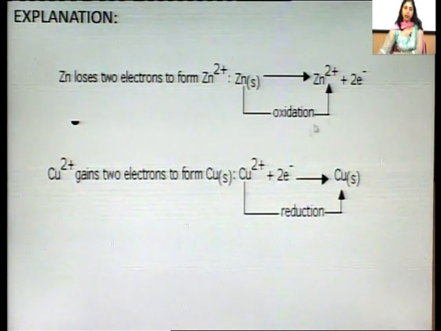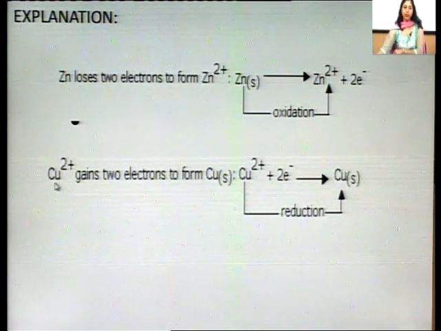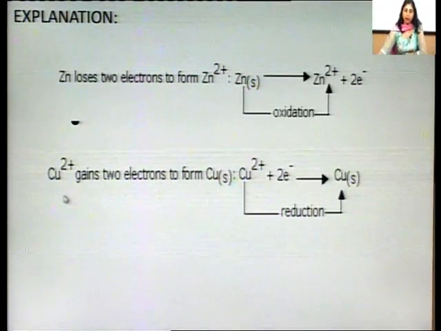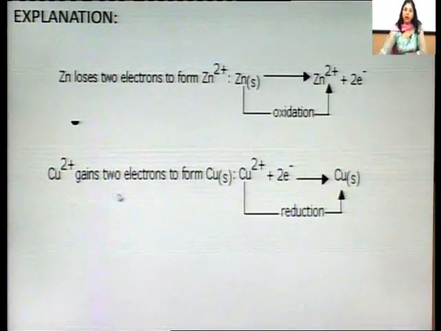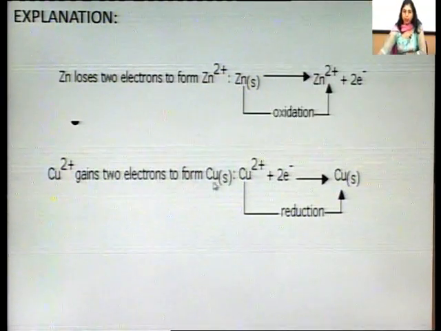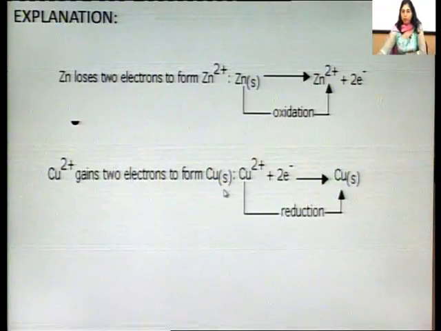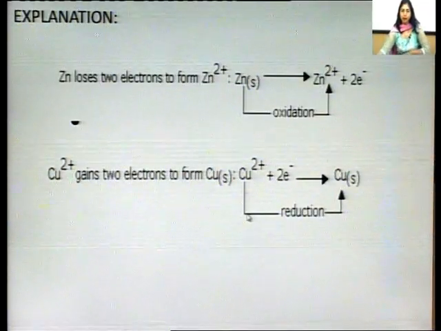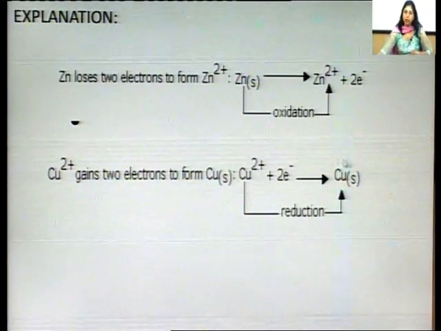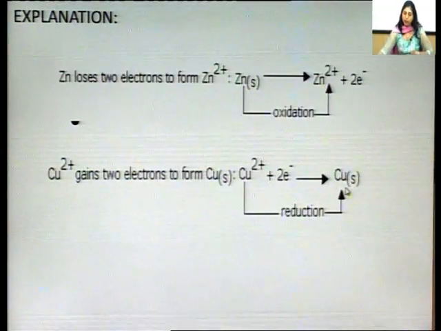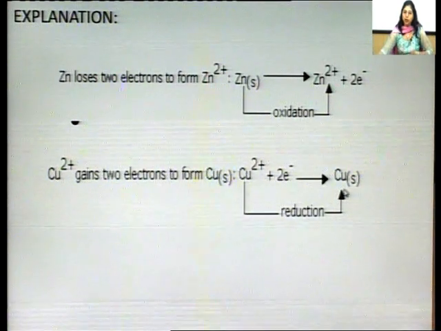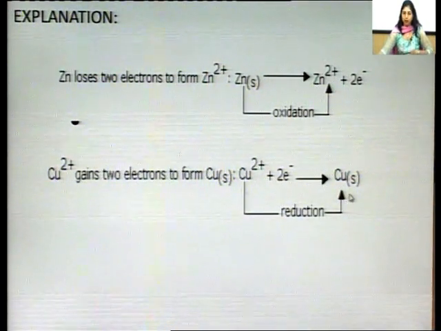What happens in the solution? As we know, there are copper ions present from the copper sulfate solution. These copper ions gain 2 electrons to form solid copper and reduction takes place, as shown in this reaction. So, after reduction, copper solid is formed, which settles at the bottom of the beaker or starts depositing on the zinc rod.